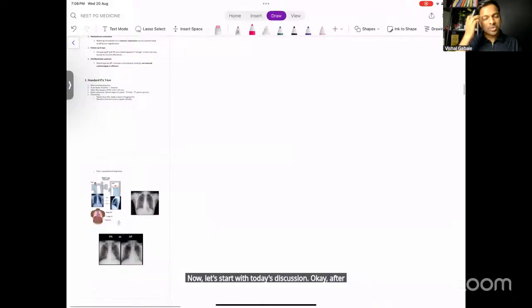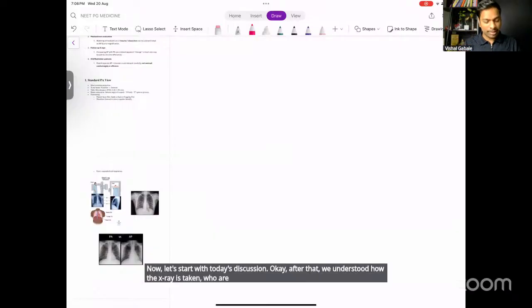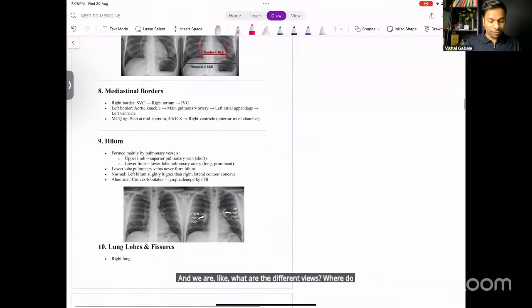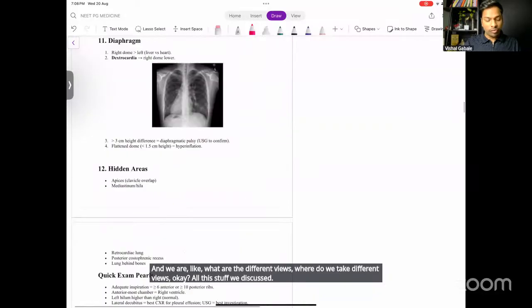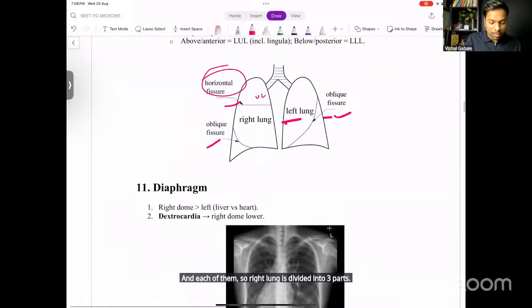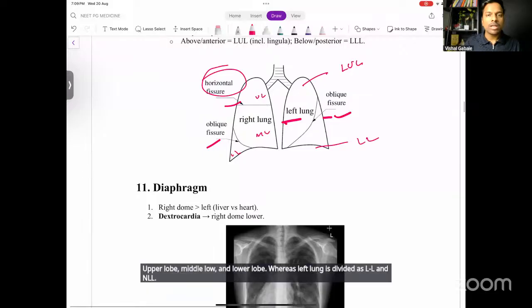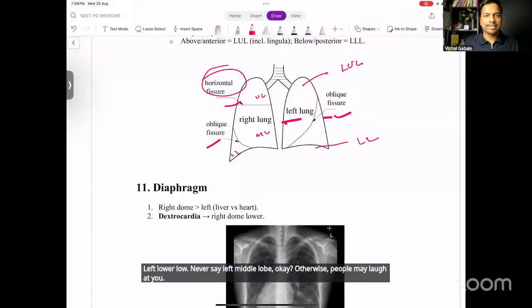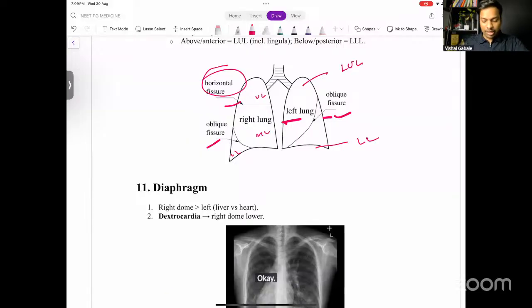After that we understood how the X-ray is taken, who the scientists for the X-rays are, all those basic things, and what the different views are and where we take different views. All this we discussed. What are the features in the lung? The right lung has two fissures, horizontal and oblique, whereas the left lung has only one fissure, the oblique fissure. The right lung is divided into three parts: upper lobe, middle lobe, and lower lobe. Whereas the left lung is divided into LUL, left upper lobe, and LLL, left lower lobe. Never say left middle lobe, otherwise people may laugh at you whenever you are presenting any X-ray case. So I hope we are clear over here.